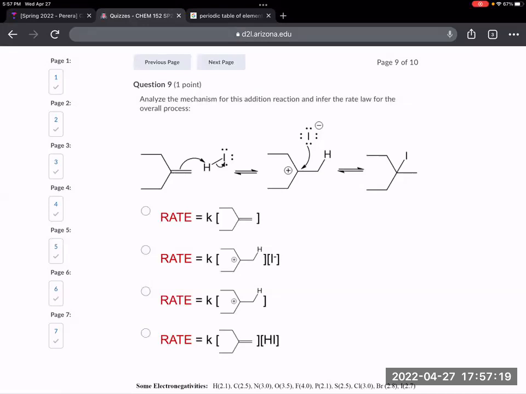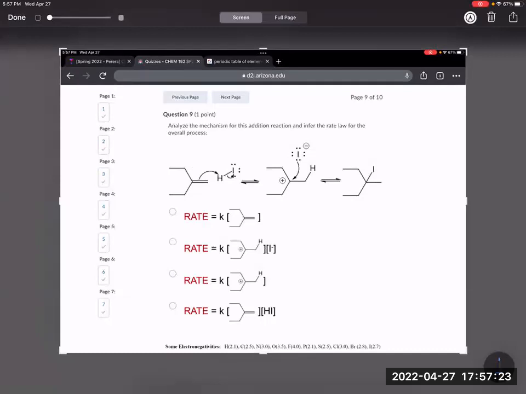All right. Here's another mechanism. Let's analyze it. Analyze the mechanism for this addition reaction, and find the rate law for this overall process. Okay, so now let's see, two steps, right? In the first step, let's see what is happening.